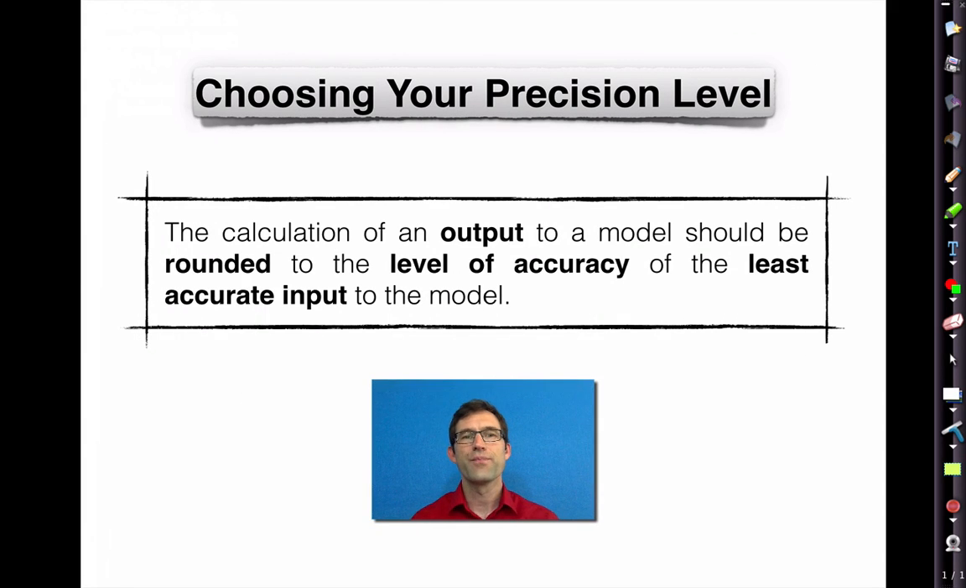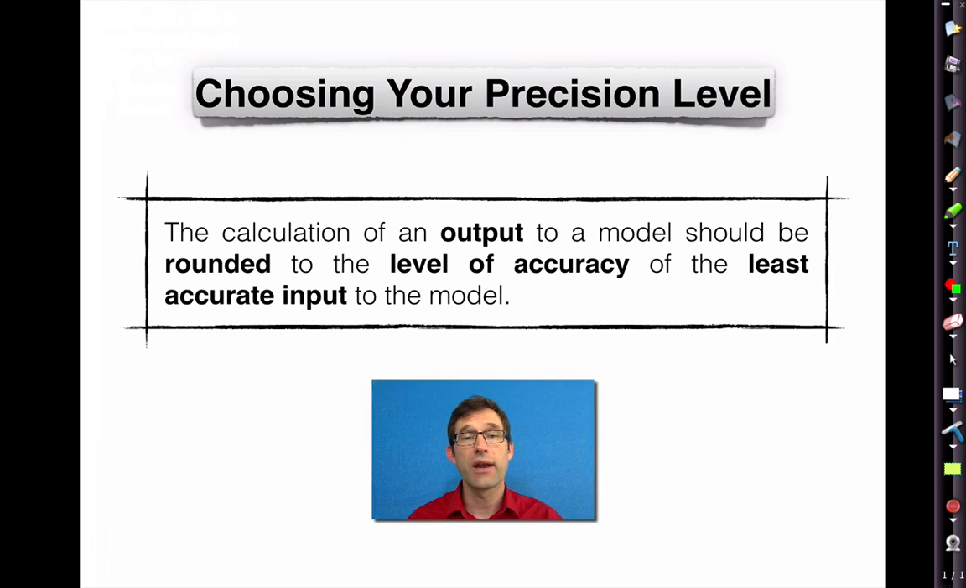Choosing your precision level. The calculation of an output to a model should be rounded to the level of accuracy of the least accurate input to the model, or the least precise input to the model. All right, and I know precision and accuracy are a bit different. We're not going to really distinguish between them very much today. But the plain fact is, whenever we put things into an equation or into a mathematical structure, and those things that have been put in have been rounded, we should never have a final answer that's rounded to more decimal places than what our least accurate answer is.